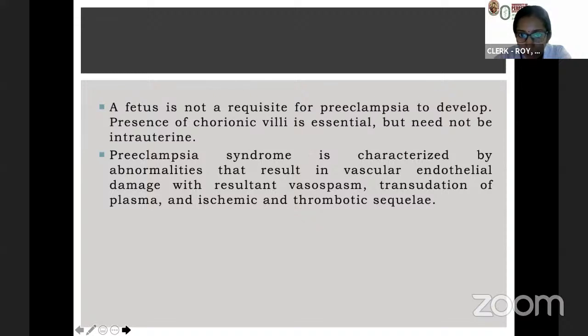A fetus is not a requisite for preeclampsia to develop. Presence of chorionic villi is essential, but need not be intrauterine. Preeclampsia syndrome is characterized by abnormalities that result in vascular endothelial damage with resultant vasospasm, transudation of plasma, and ischemic and thrombotic sequelae.